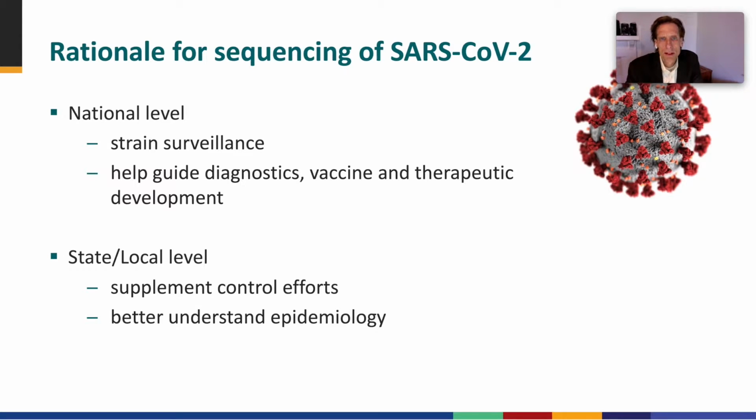Which brings us to COVID-19 and the virus that causes it, SARS-CoV-2. In the next few slides, I will review the rationale for applying sequencing technology to this virus. From a very broad perspective, it's useful to look at this rationale at 2 levels. At the national level, sequencing of the virus is a core part of strain surveillance, which looks for trends that could have implications in diagnostics, vaccines, or therapeutics. At the state and local levels, genomic data can supplement control efforts and provide a more granular picture of the local epidemiology. The next few slides will describe these applications in a bit more detail.